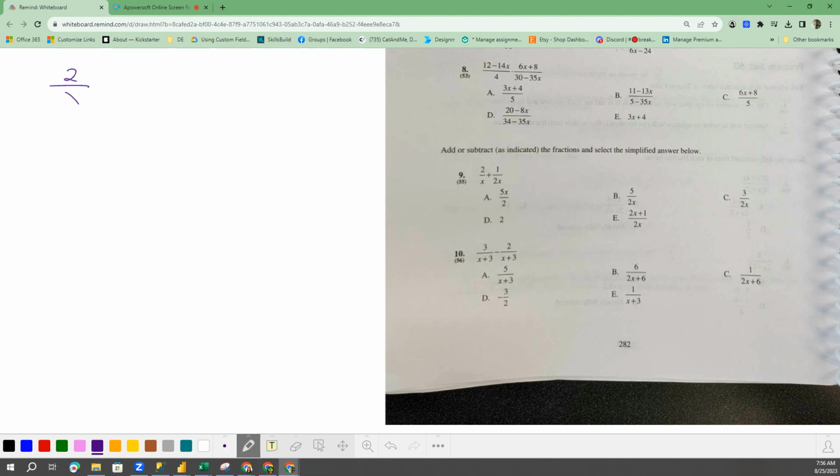So you have 2 over x plus 1 over 2x. Okay, we can factor this one right now. The x is just x, the 2x is 2 times x. So therefore, we will have this as 1 dot, 1 dot 2 is 2 dots, okay?